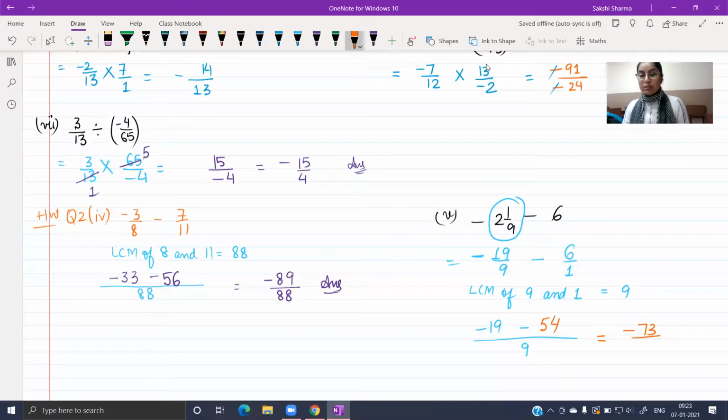Since your numbers in the numerator are both negative, you can add the two. The answer is 73. Since both values were negative, the answer will also be negative. The denominator has 9 there, and that will be your answer.